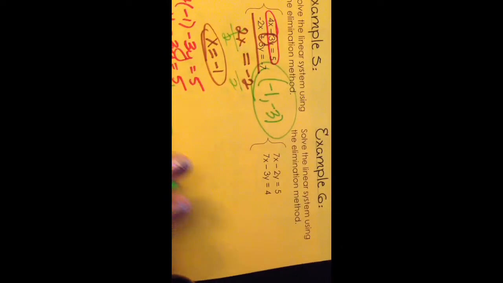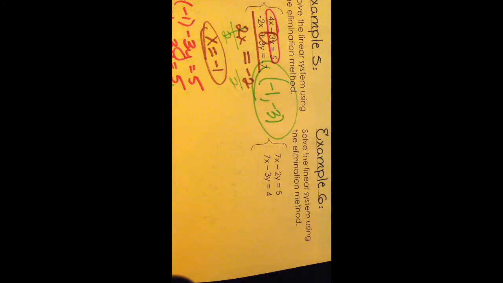Now, when we go to example number 6, one of the things that I want you to notice is that we've got the terms that we could combine stacked on top of each other like we had in the other one. 7x, 7x. If I put those together, that's going to give me 14 x's. It's not going to eliminate an x. Negative 2y and negative 3y is going to give me negative 5y. That's not going to eliminate a y.